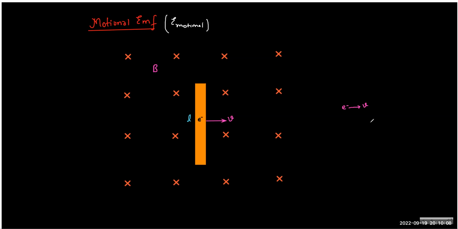So will it experience any force? Yes, sir. So this will experience some force, right? Yes, sir. Upwards. V cross B will give you the force downward. Why? Because it's a negative charge, which we generally forget, right? So being a negative charge, the force will be downward. The electron will try to go downward.